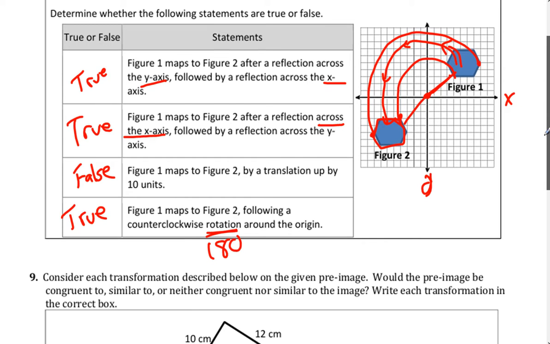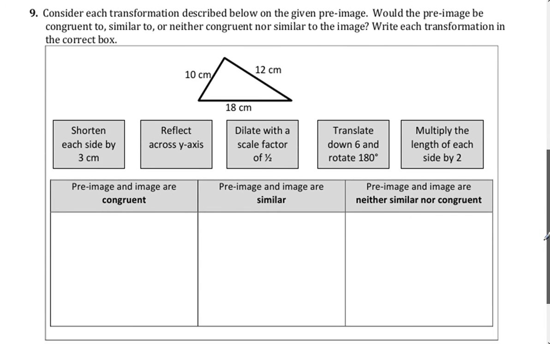Last problem. Consider each transformation described below on the given pre-image. Would the pre-image be congruent to, similar to, or neither congruent nor similar to the image? Write each transformation in the correct box. All right, so first one. If I take this shape and I shorten each side by 3, I'm just going to kind of sketch it. 7, 15, 9. Would these two shapes be congruent, similar, or neither?